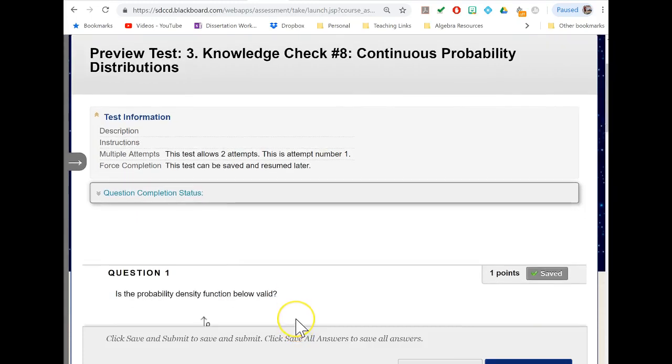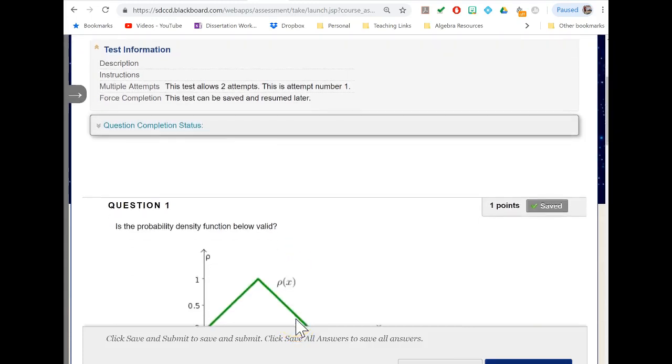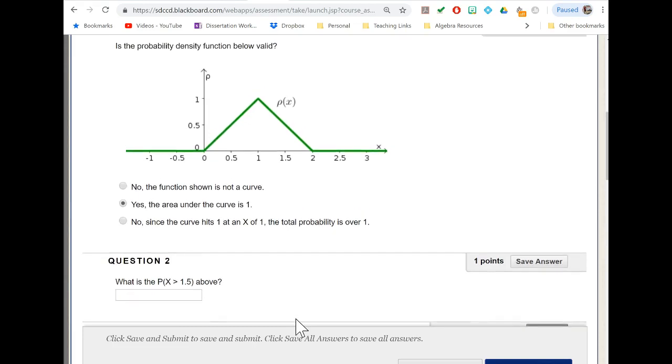All right, so the knowledge check for this week, knowledge check 8. First question just asked if the probability density function below was valid. If we were talking about a discrete probability distribution, we'd be adding everything up, making sure it's summed to 1. If we're talking about the function, we're looking for the area under the curve being 1. Since this is a triangle, we're just doing 1/2 base times height. So that is 1/2 times our base, which is 2, times our height, which is 1, which gives us an area of 1. So that is a legitimate probability distribution.